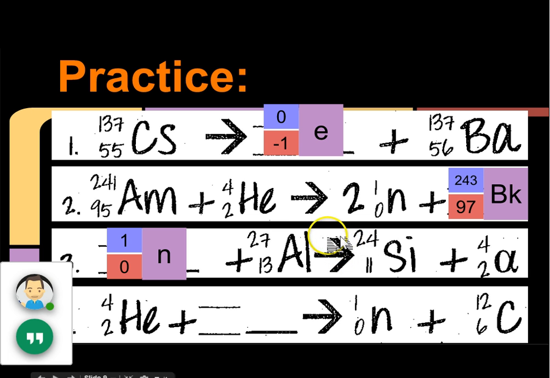And on the last one, on the right side, we have 13 on the top, so we have 4 on the top of the left one, so that would be a 9. On the bottom, we have a 6 on the right, a 2 on the left, so that would be a 4. And number 4 is beryllium.